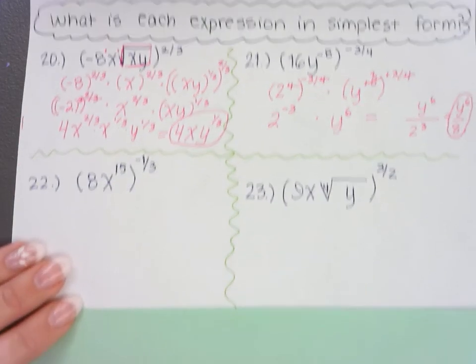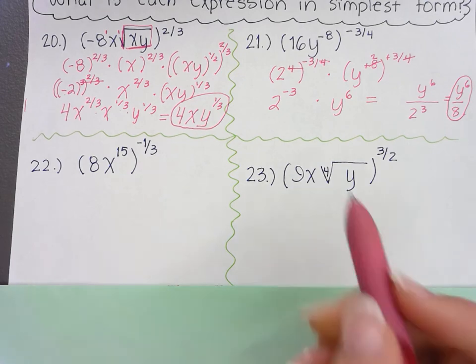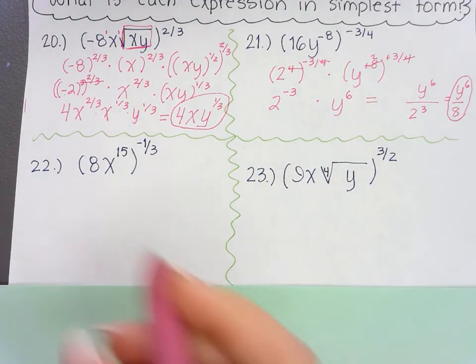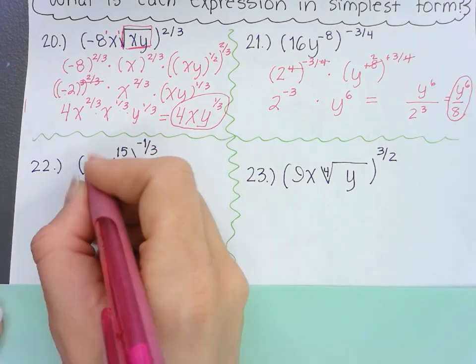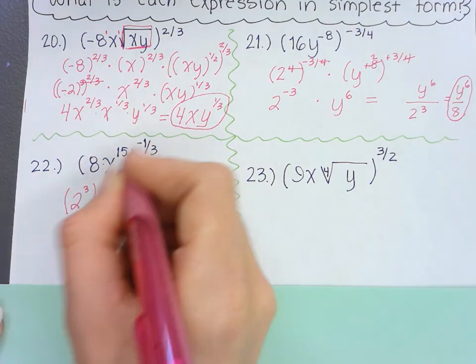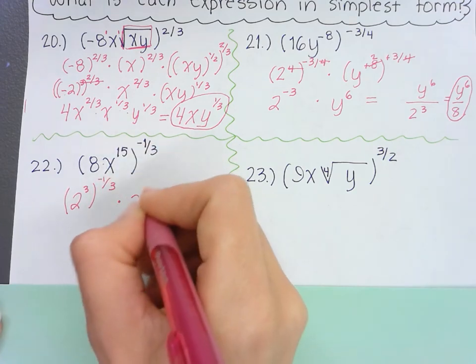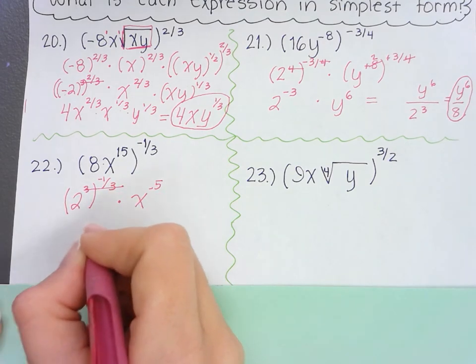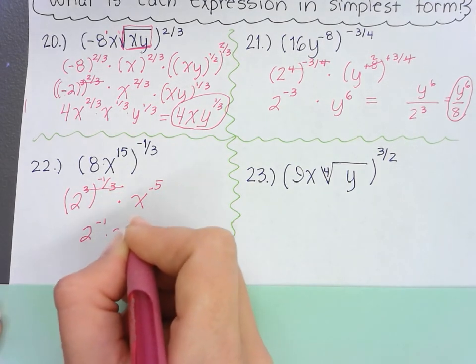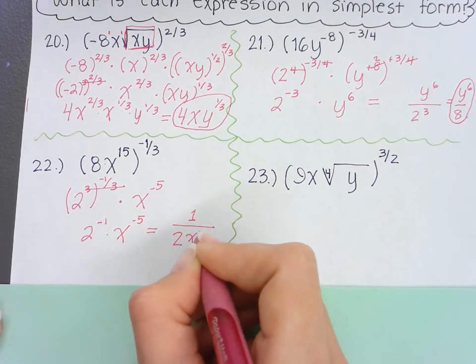And the last two. For these two, I have 8 x to the 15th, all to the negative 1/3, and then I have a 9x, 4th root of y to the 3/2. Okay, 2 to the 3rd is 8. That's being raised. Both of these things are going to get this attention from negative 1/3. Here, if you want to do it all at once, it's really x to the negative 5th, 2 to the negative 1, x to the negative 5th.